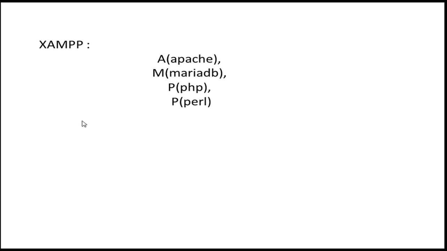XAMPP is a combination of some technologies. A is for Apache, M is for MariaDB, which is a form of database like MySQL, P is PHP, and the other P is Perl. So what it means is that for you to create a website, first you need your server to act as a web server. So the first thing is an HTTP implementation, which is Apache.